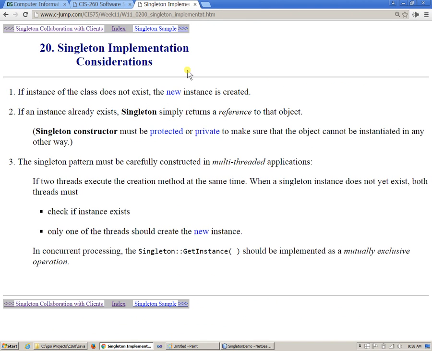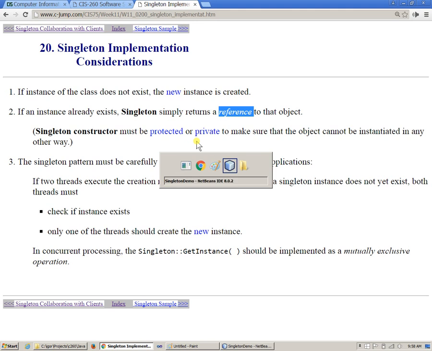So basically, considerations within the implementation. If an instance of the class doesn't exist, a new instance is created. If an instance already exists, its reference is simply returned, right? So of course, the singleton constructor must be private or protected.